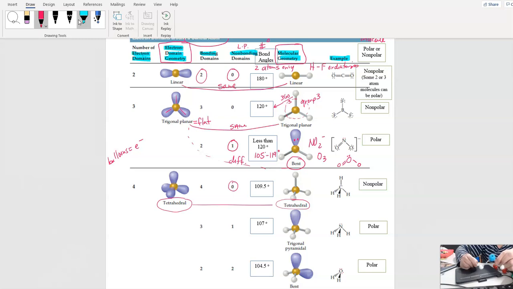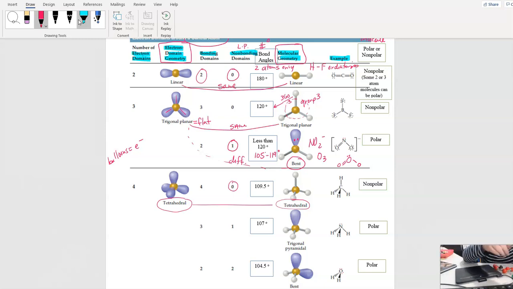Okay, it's got to be between 105 and 119. And I'll show you why when we get to this third one down here, why 105. Okay, I'll just stop right there before I get to tetrahedral. So those would be the 2 bond angles that would have 3 regions of electrons.